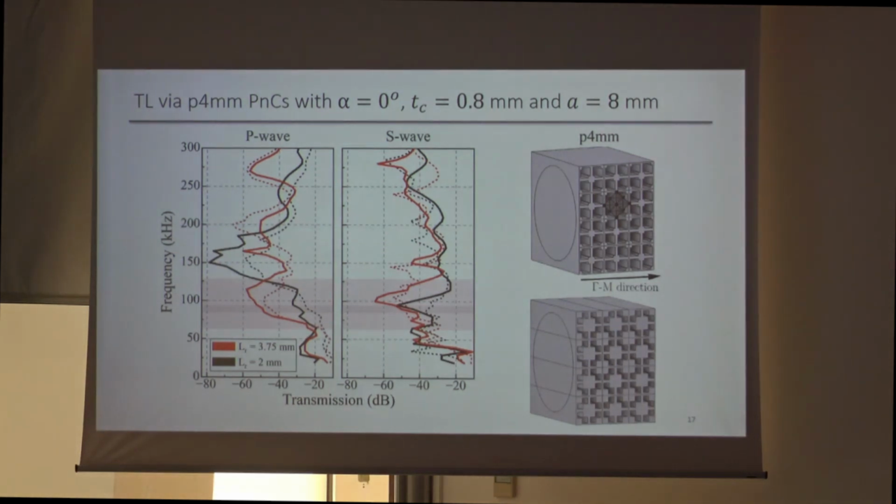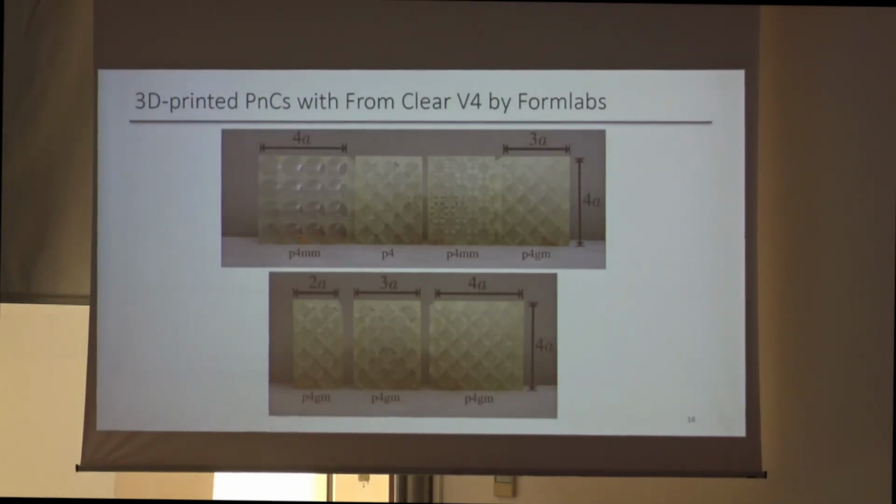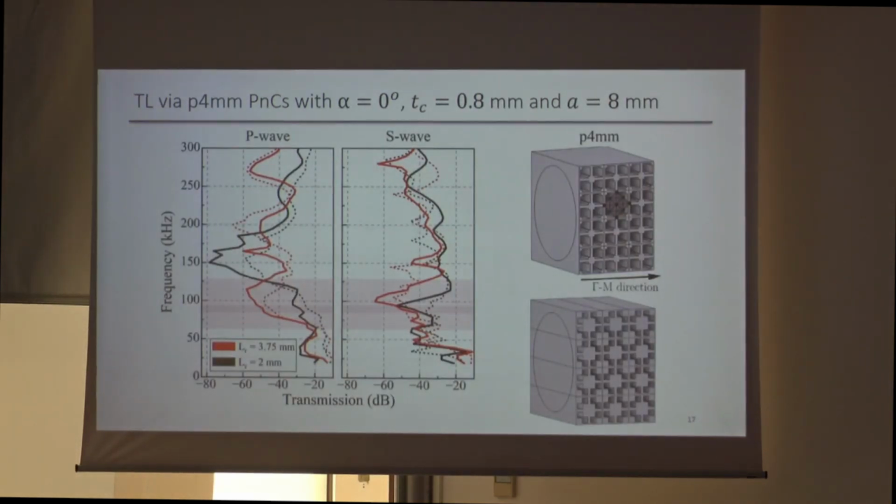And now let's look at the actual transmission loss for this P4MM crystal. Okay, so here the first one is for the P wave, the second one for the S wave, and for the different resonator sizes. So we can see the good correlation, because the red area defines the band gap for the larger resonator. So here we can see this transmission loss peak, and also we see it for the shear wave.